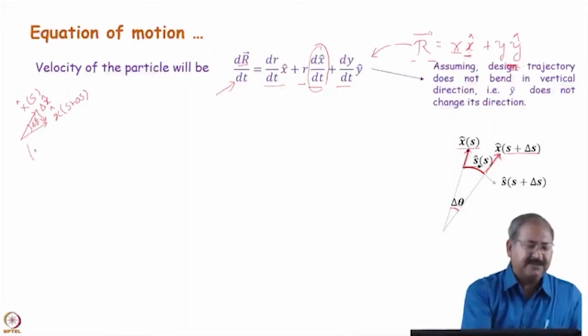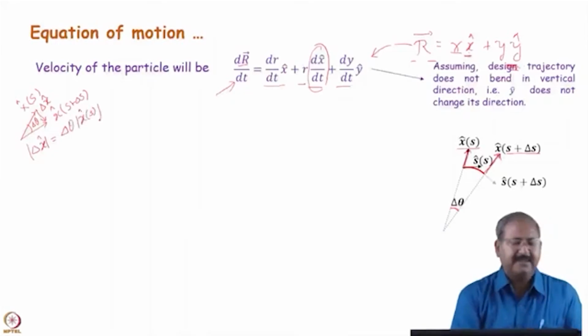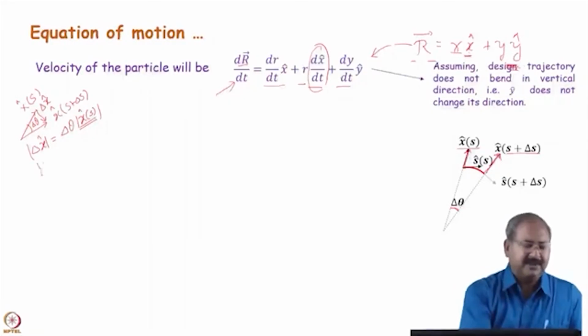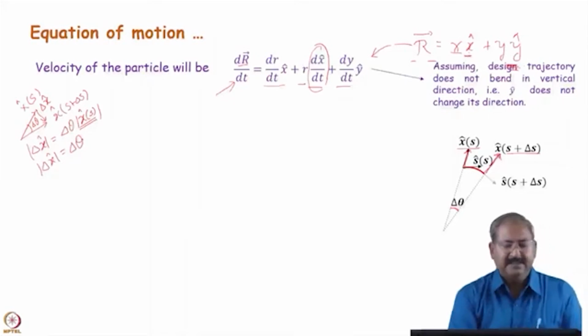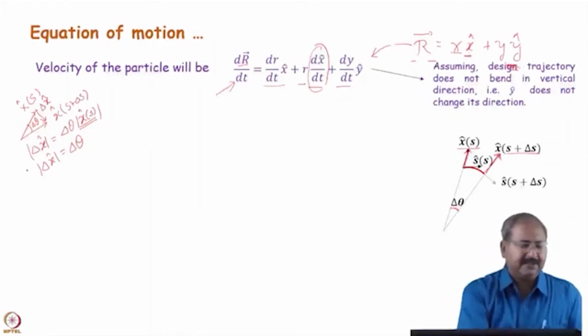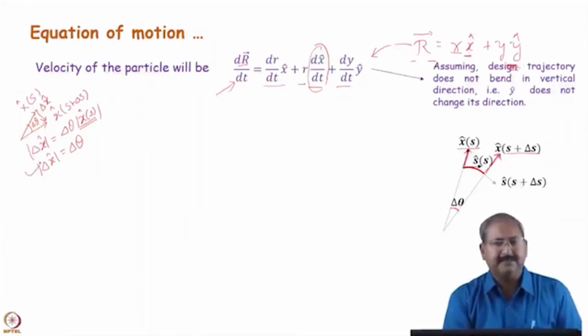So using this figure, you can say that delta x cap magnitude-wise will be delta theta times x cap at S. It is just simple. Now here this is a unit vector, so its magnitude will be 1. So delta x cap can be written down as delta theta. So delta x cap by delta t will be delta theta by delta t. Now we have calculated the magnitude of delta x cap. That means we have calculated the magnitude of the change of the unit vector.